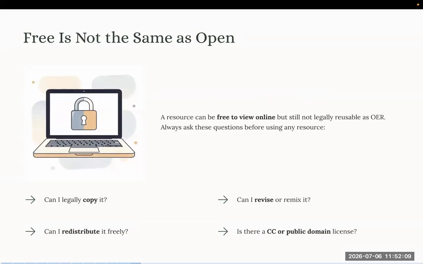All right, free is not the same as open. Please be aware that if you have content online that you're going to use in an OER, that could be copyright infringement. Be very, very careful. You cannot just take anything online just because it's free and use it. You cannot legally copy or redistribute things unless they're under a Creative Commons license or public domain. If something is fair use, that doesn't mean you can use it in an OER.